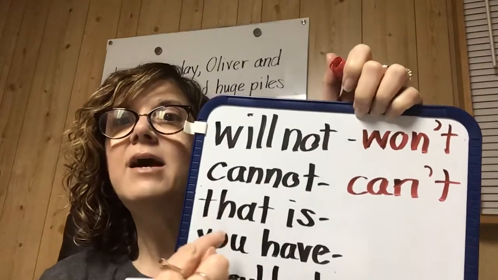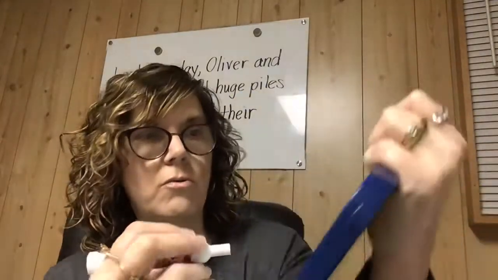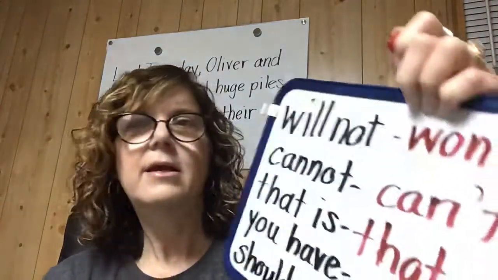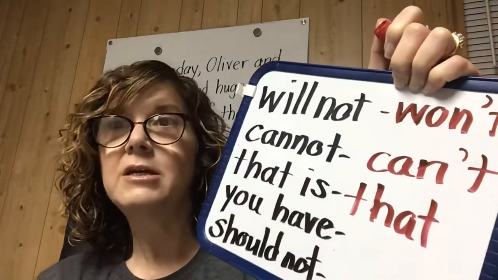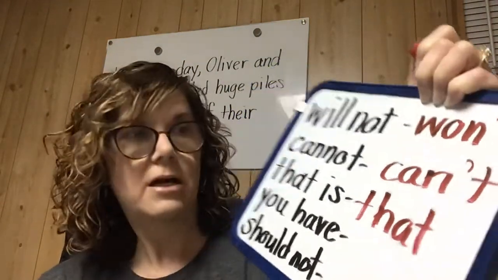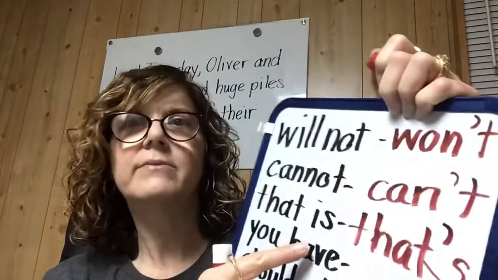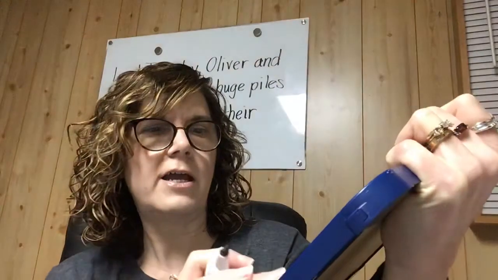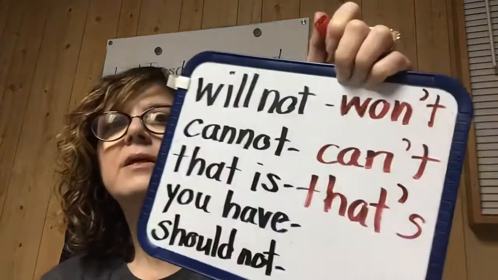Okay? The next one we have is that is. So, like I've been telling you, write all of the first word. So just go ahead and write all of that. And think about, how do we make is be a contraction? Apostrophe S. Because you're taking away the I. Okay? You're taking away the I. My S got away from me.